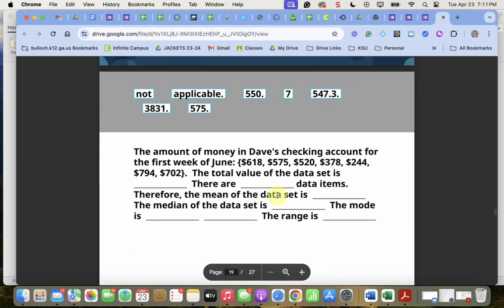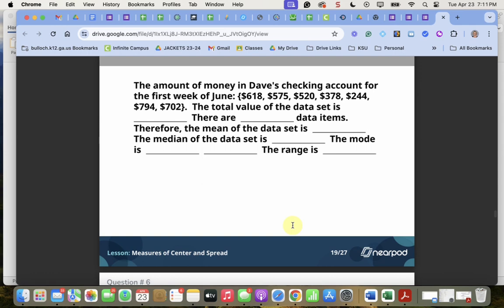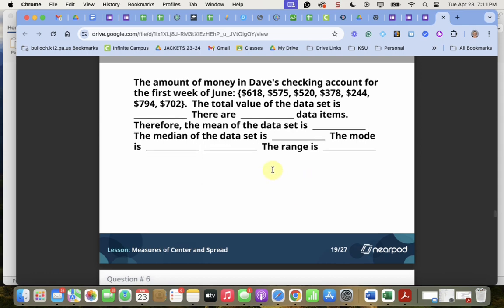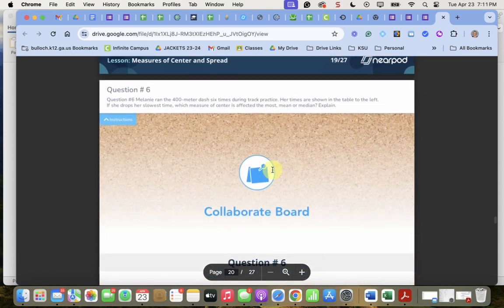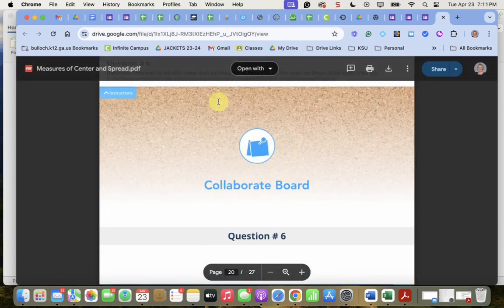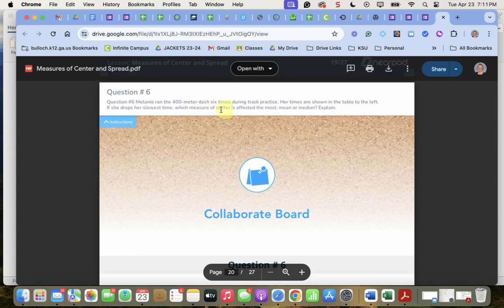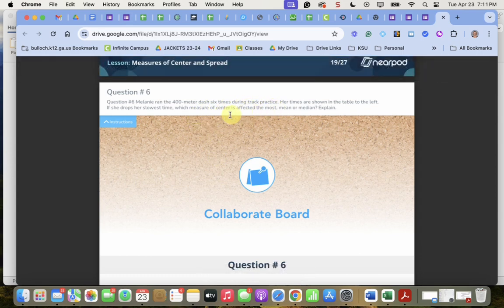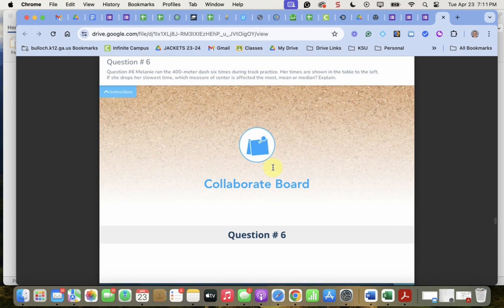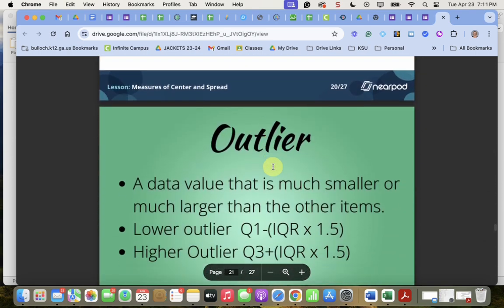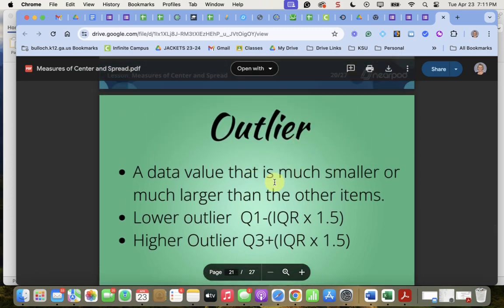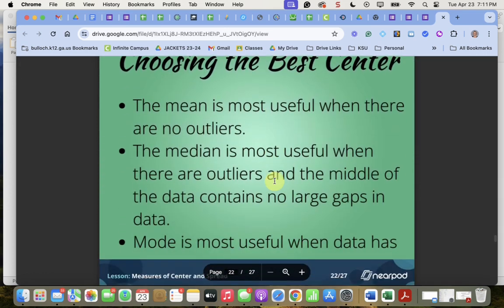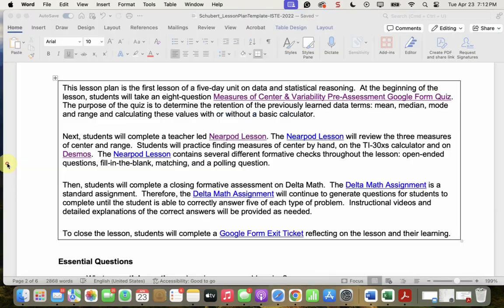And I was able to have my teacher screen showing me how students were progressing through the lesson, what students were missing the questions, which one we needed to go back. And then we had a collaborate question that was more discussion about how removing the slowest time affected the mean or median, and they had to explain. And then we got to outlier at the very end of class. So that is my Nearpod lesson.